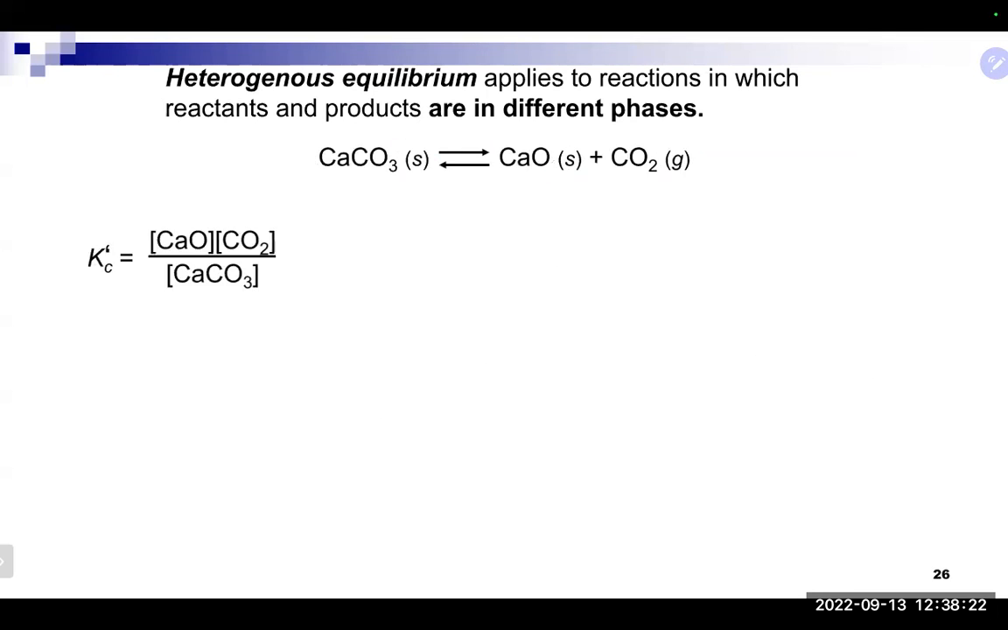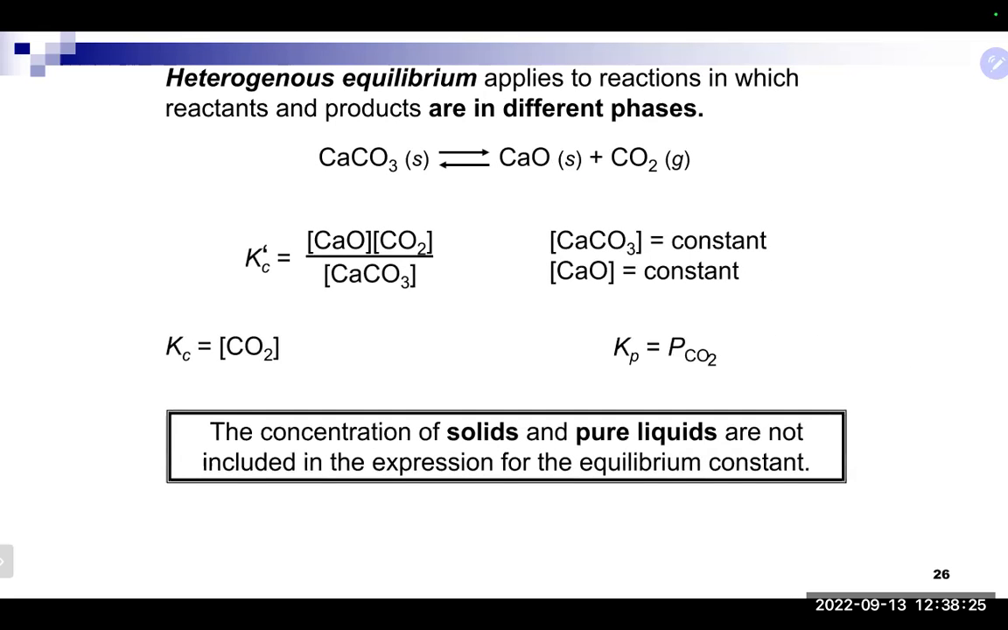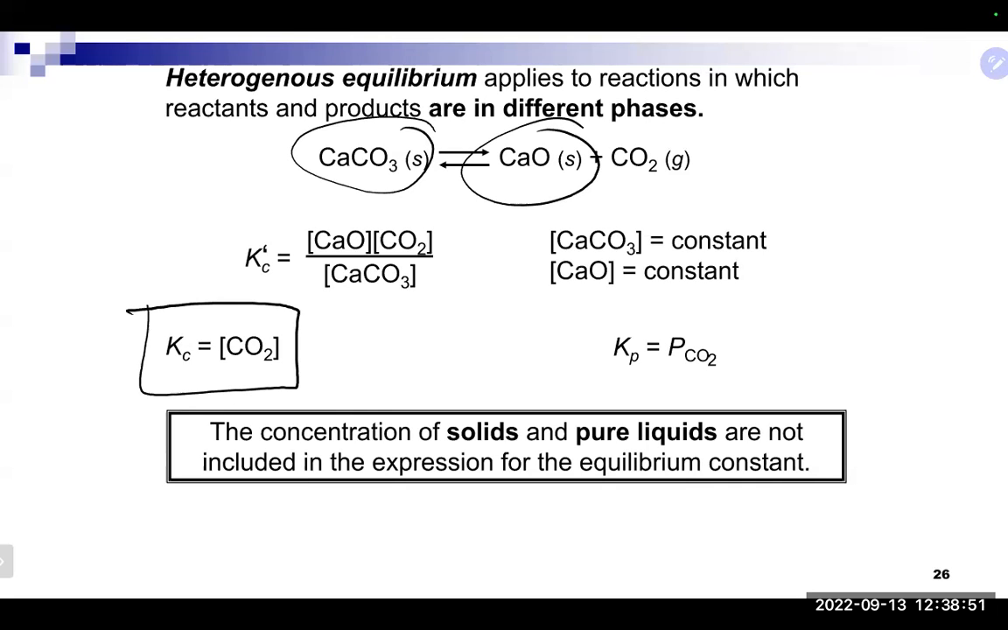All right, so we talked about homogeneous equilibrium. Heterogeneous equilibrium is an equilibrium where everybody might not be in the same state. In this case, we have some solid and some gas. We could write our Kc like normal, but once again, the solid is really not participating in what's going on. So the correct Kc expression for this would actually just be the concentration of CO2. And if we want to write a Kp, which we could since this is a gas, we would write the partial pressure of CO2.